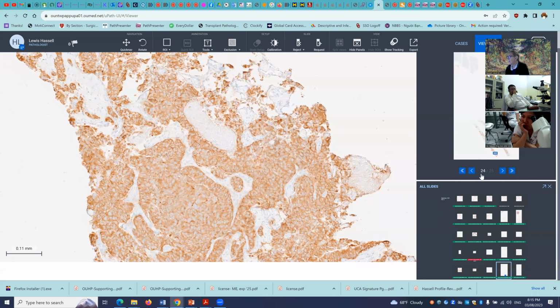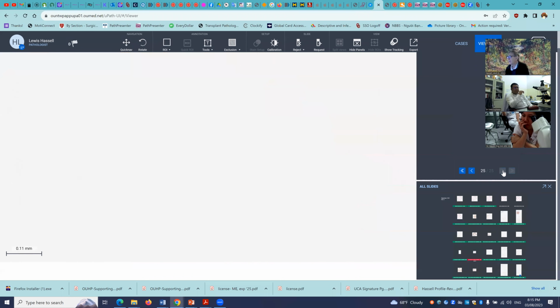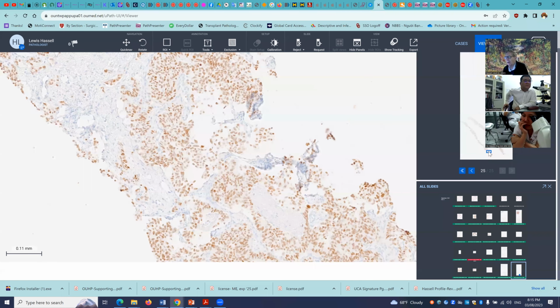Now, this lesion also showed positive reactivity with this next marker, which is TTF1. So I ask you, does that mean that this is a metastatic neuroendocrine tumor from the lung? Anyone want to answer?